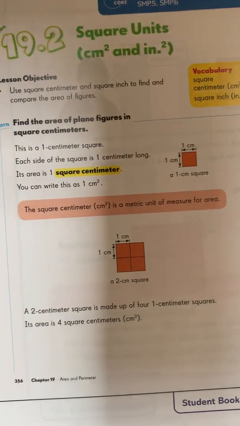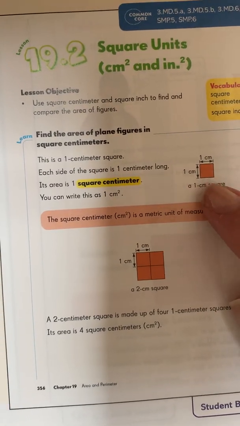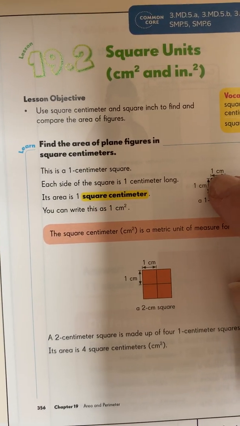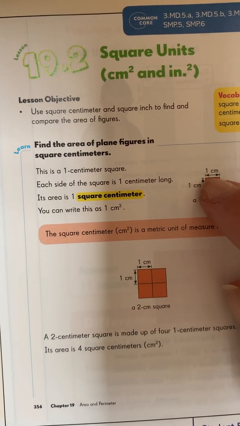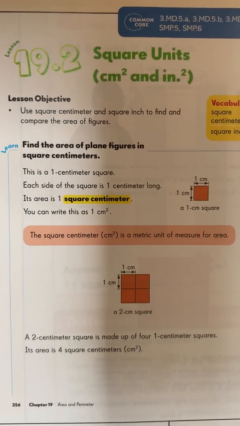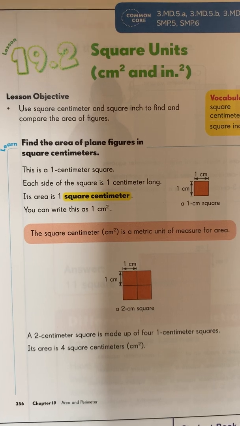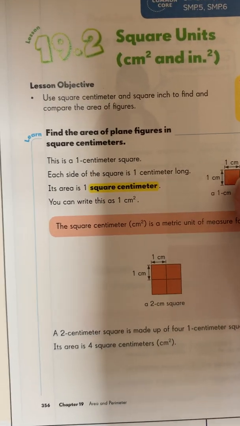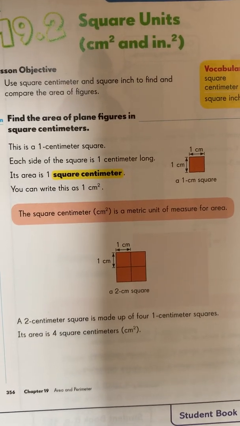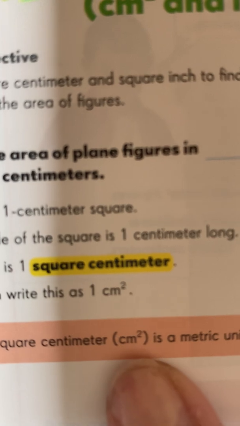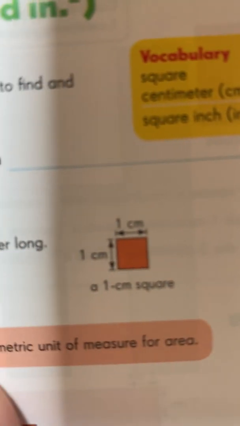It says, this is 1 centimeter square. So the distance here is 1 centimeter and the distance here is 1 centimeter. Each side of the square is 1 centimeter long. So its area is 1 square centimeter. There's 1 square. The square centimeter is a metric unit of measurement for an area.